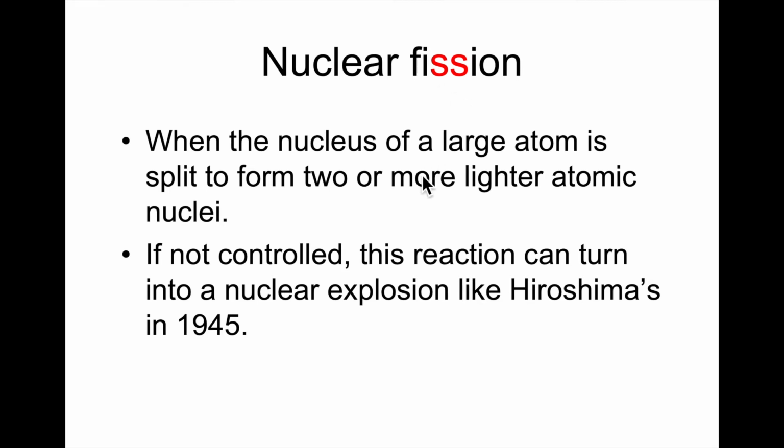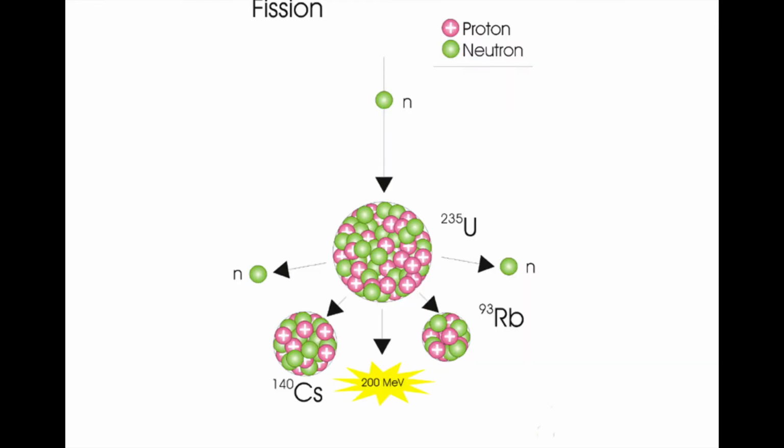As I said before, when you have an uncontrolled nuclear fission reaction, you can have an explosion like in Hiroshima in 1945. So as you saw, it can be very powerful. Now, how does this happen? Essentially, you have a neutron that collides with a radioactive atom. In this case, we have uranium-235. The shock of the neutron colliding with the nucleus of uranium splits it into two smaller atoms, in this case, cesium and rubidium.